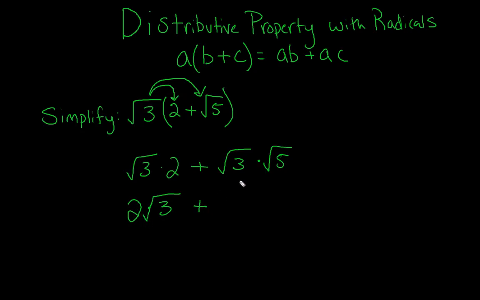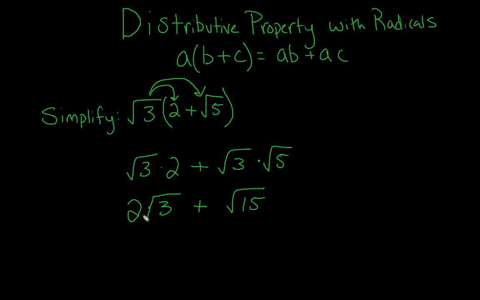And over here, if you remember, the product rule of radicals says that we can multiply these two together to combine them. So this becomes the square root of 15. And again, ask yourself, can we simplify the square root of 15? Does 15 have any perfect square factors? Well, if we think about it, it can't be divided by 4, can't be divided by 9, and then we're up to 16. So square root of 15 cannot be simplified.